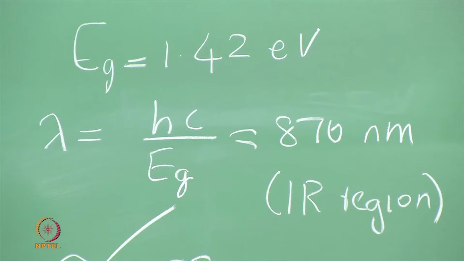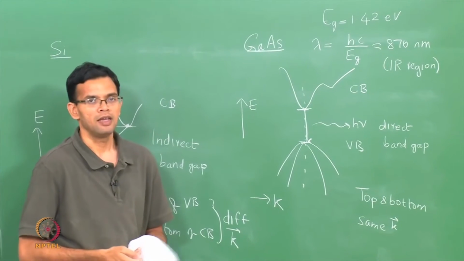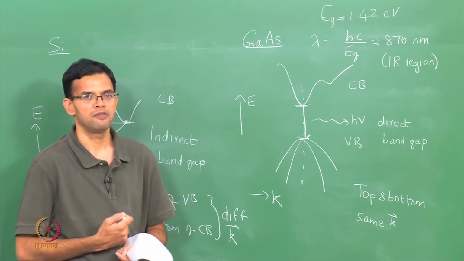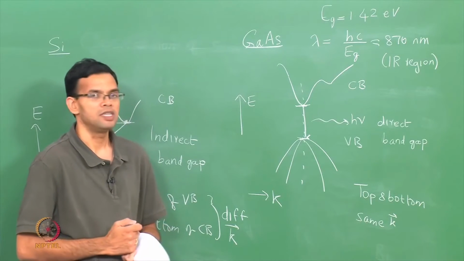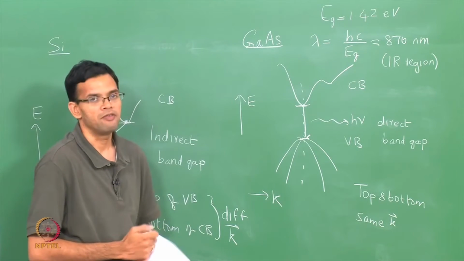If you had a material like zinc oxide, its band gap is around 3.4 eV and the wavelength will lie in the UV region. So, if you have different materials with different band gaps and all of these are direct, then their optical transitions will have different wavelengths.